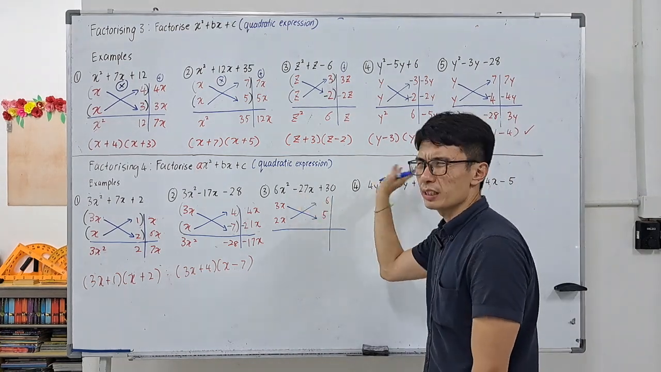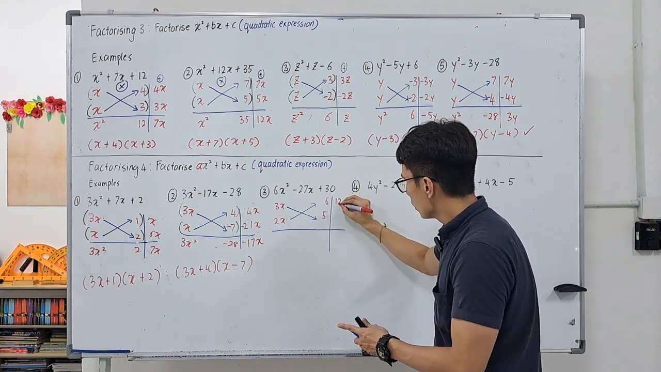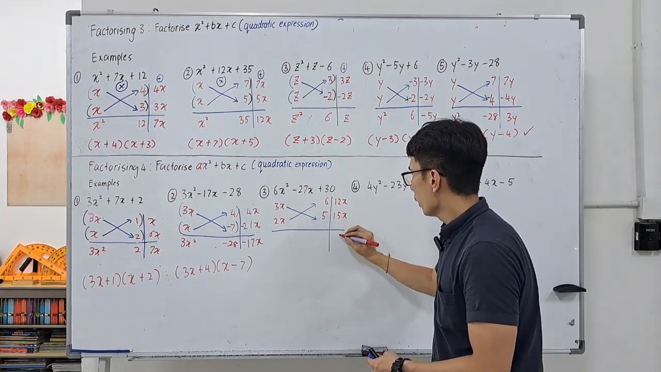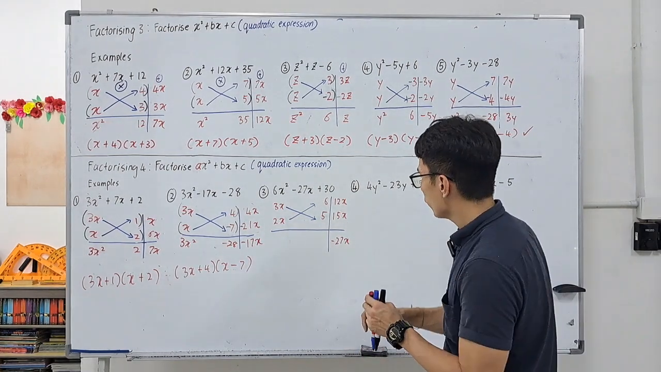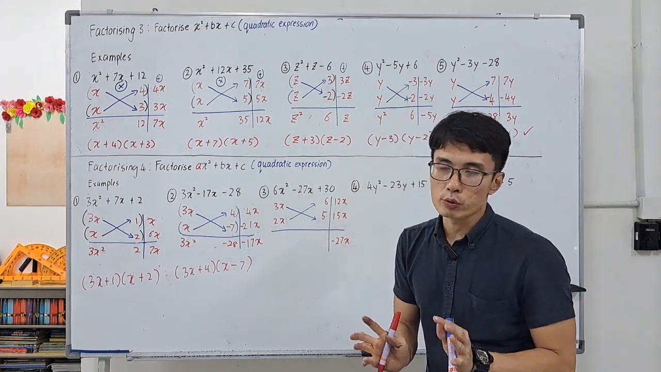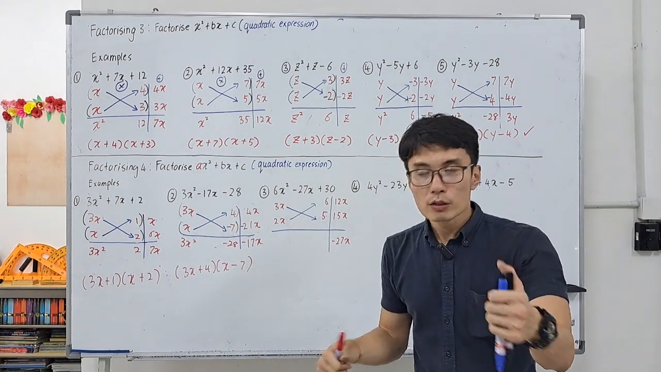Ignore all this negative sign for now. This and this will give me 12x. This and this will give me 15x. And I should get negative 27x. Again, ignore the negative first. Think about 15 and 12. Can we add them together to give me 27? Can, right? Well, we are done.